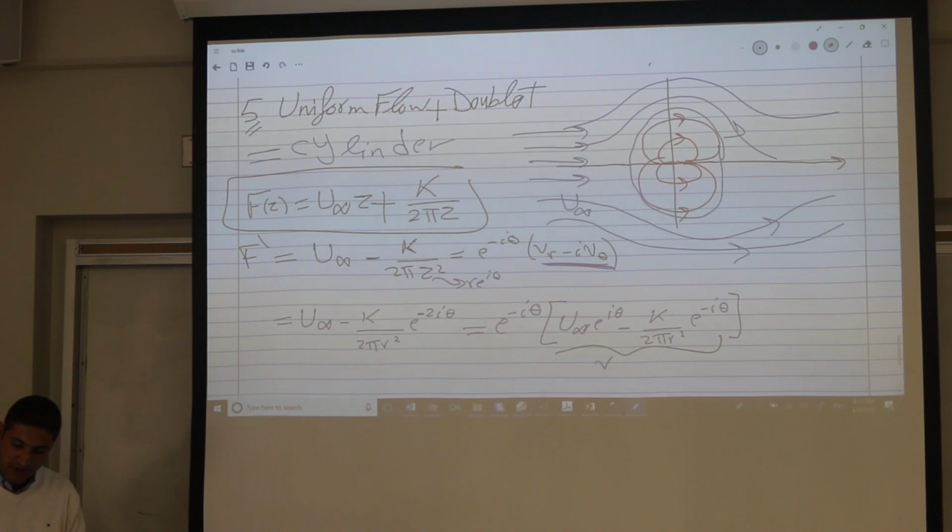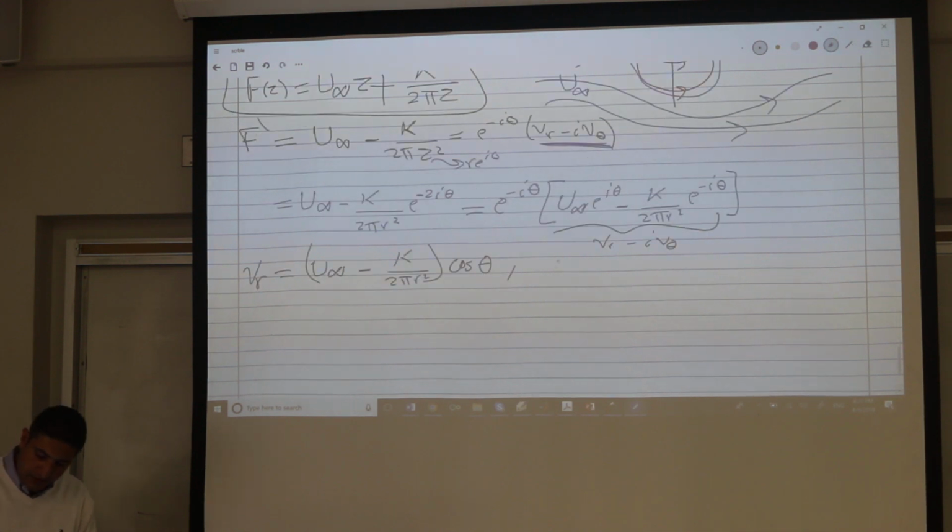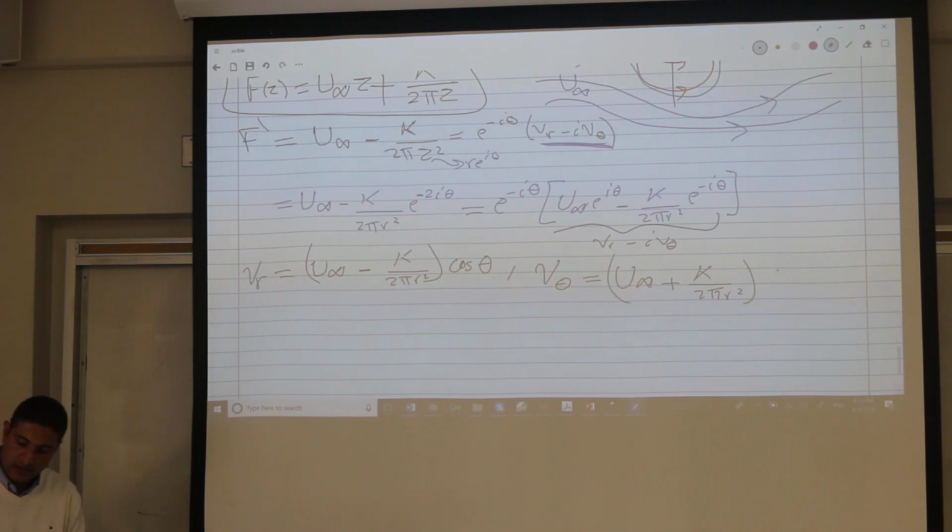So this is simply Vr minus I V theta. Let's get the real part. So the real part is u infinity cosine theta plus k over 2 pi r squared, also cosine theta, so I'll take it as a common factor. V theta: I'll take the imaginary part now, so u infinity sine theta, minus minus is a plus, k over 2 pi r squared sine theta. And we have negative here because it's negative of the imaginary part. Any question?